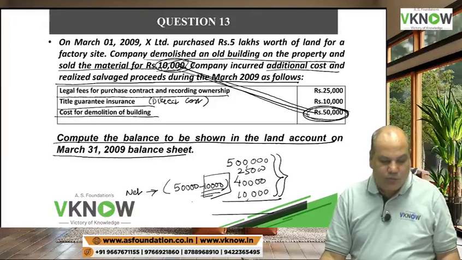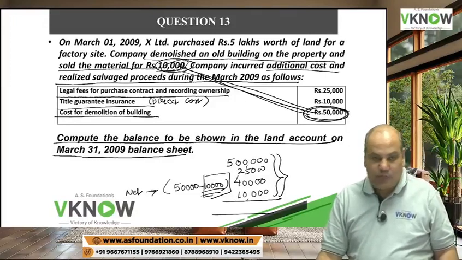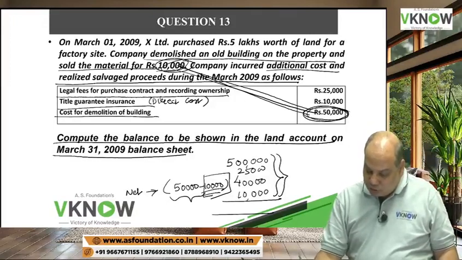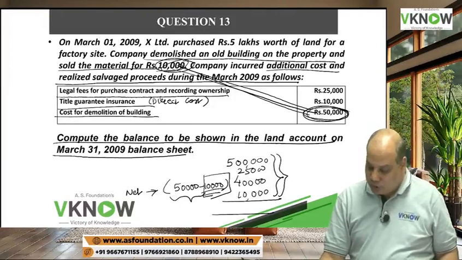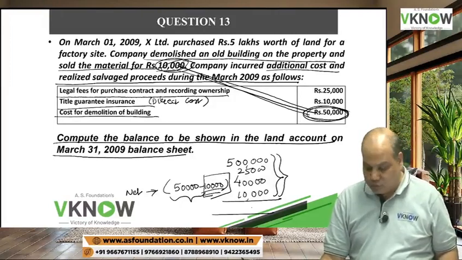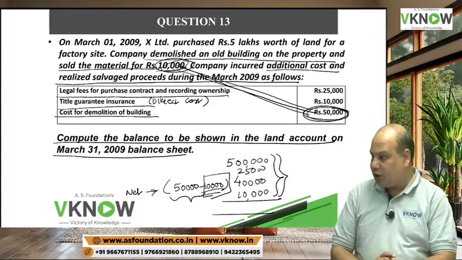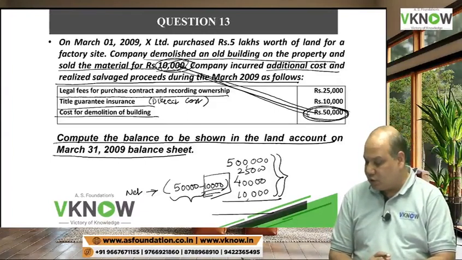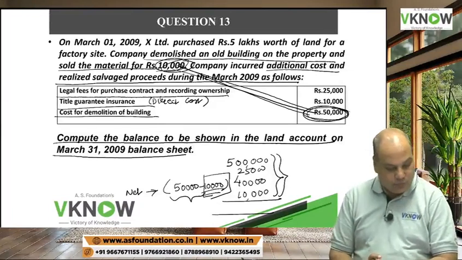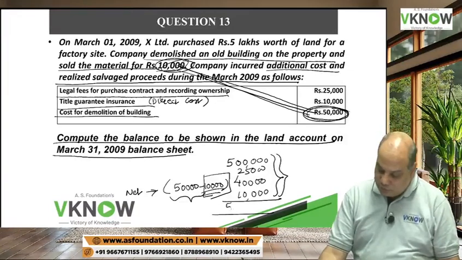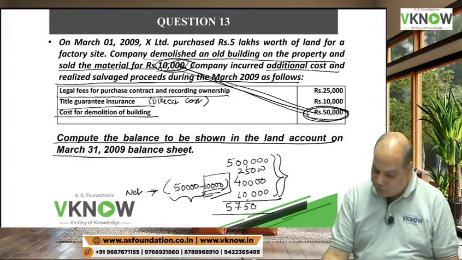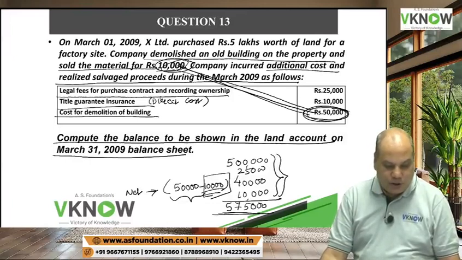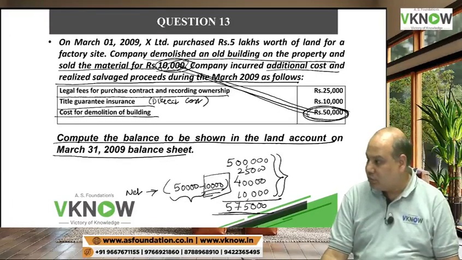The answer is we will take it. We will capitalize the net demolition cost, 40,000 only. So please tell me the answer of this question. 5 lakh plus 25,000 plus 10,000 plus 40,000 is equal to, one student is saying 5 lakh 75,000. Tanya 5 lakh 75,000, Pawan, Kalyan.